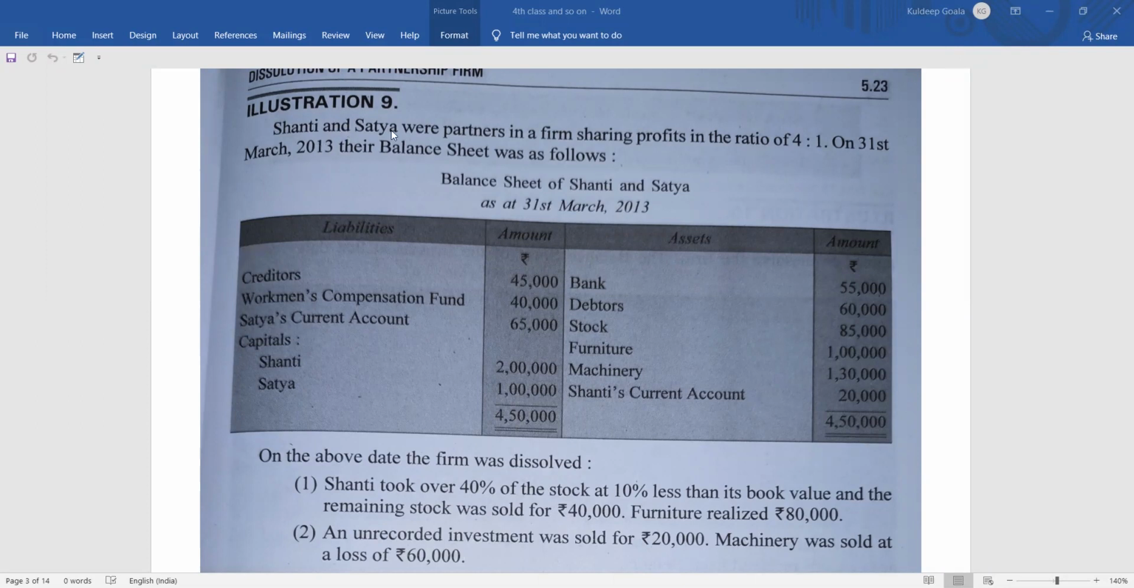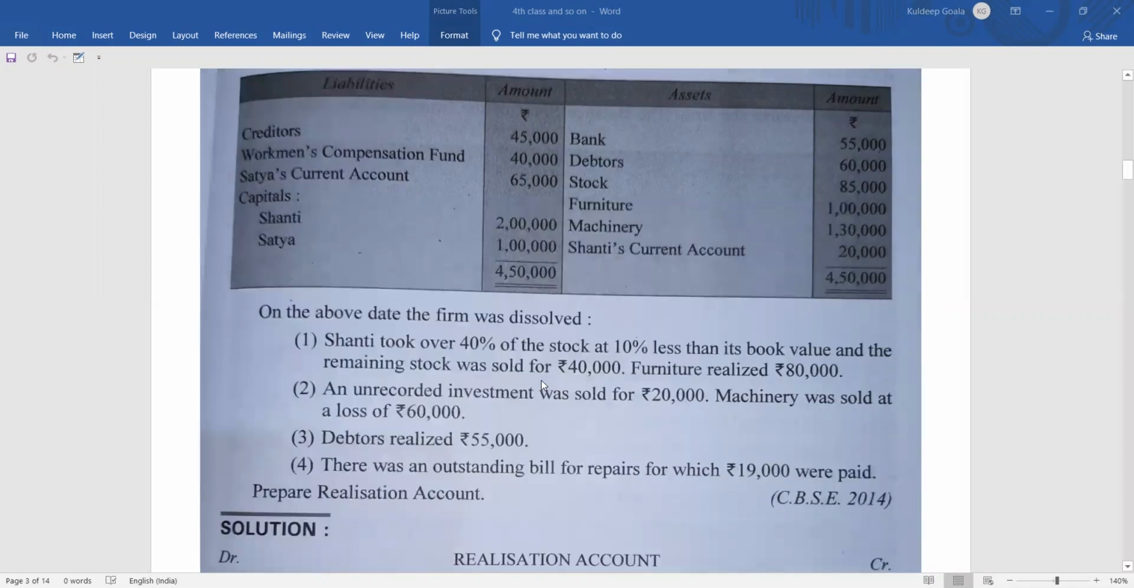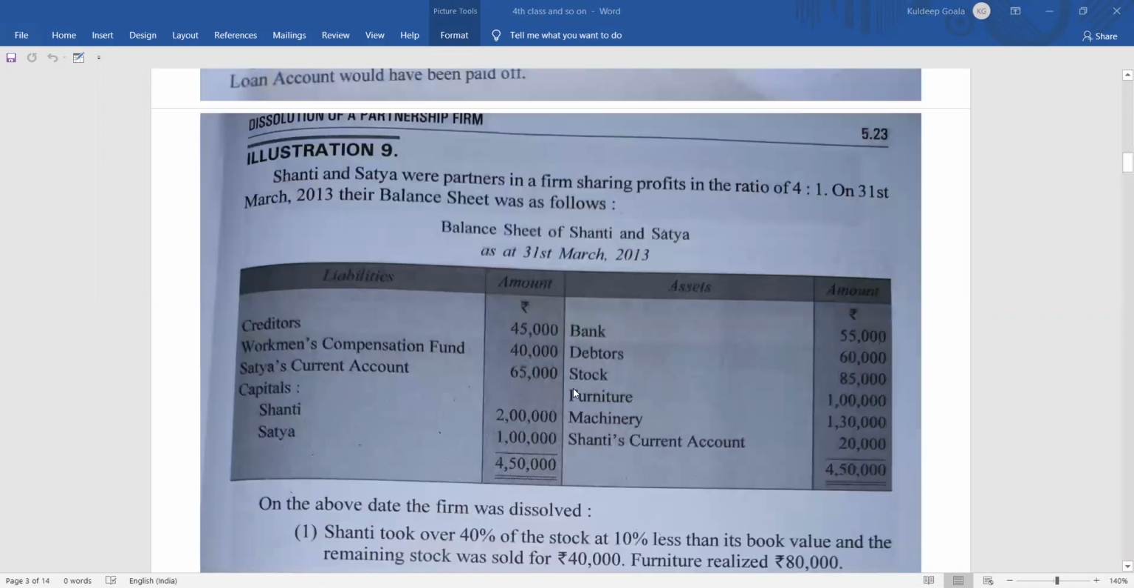Shanti and Satya were partners in a firm, and their profit sharing ratio was 4:1. On 31st of March 2013, their balance sheet was as follows. Okay, this is the information about their balance sheet. It's a part of the CBSE question paper 2014.